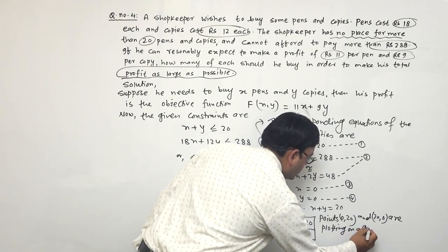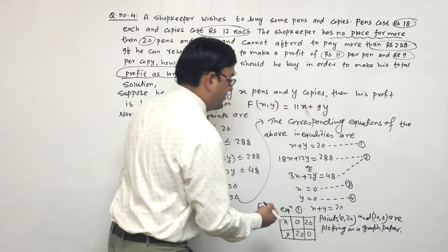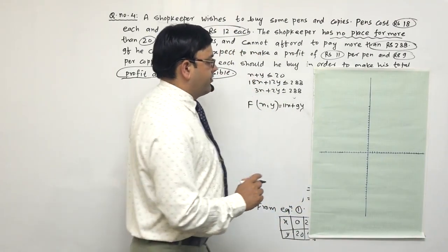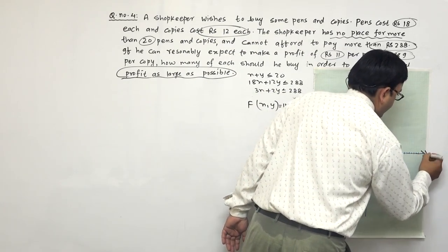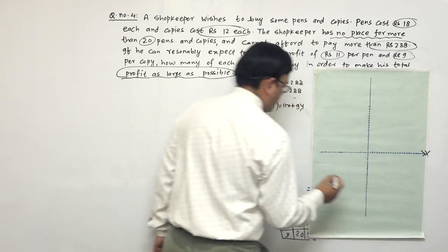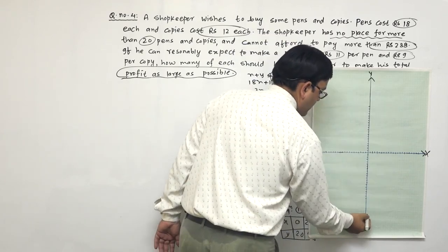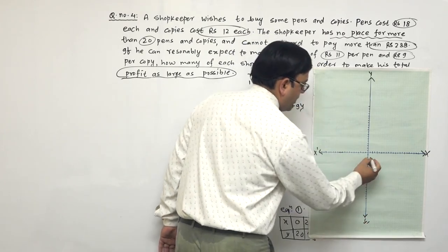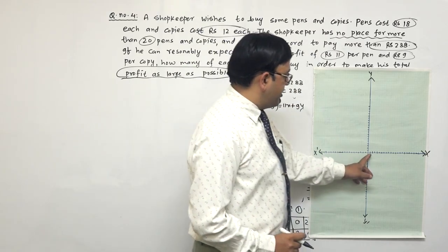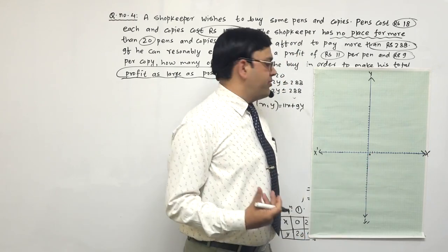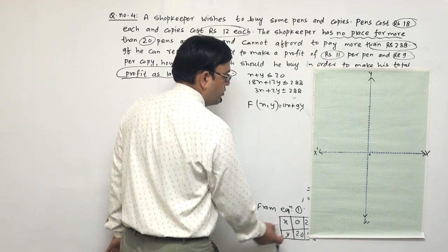Let's plot these points on a graph paper. Students, here this is a graph and this one is x-axis and x dash. This one is y and y dash, the y-axis, and this one is origin O. Here 10 small divisions are equal to 1 unit. So at first we have to plot the point 0, 20.